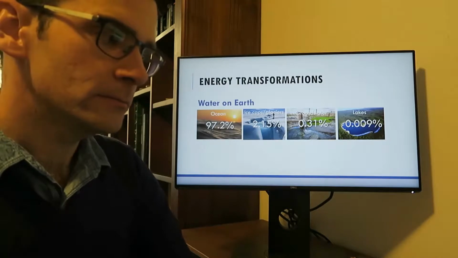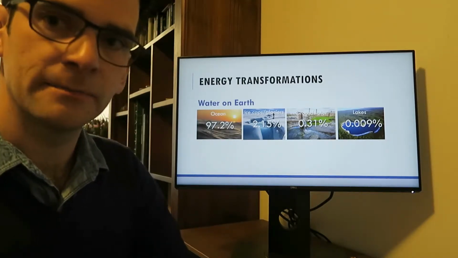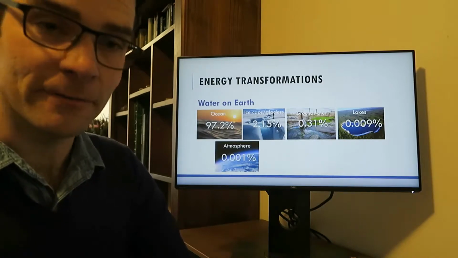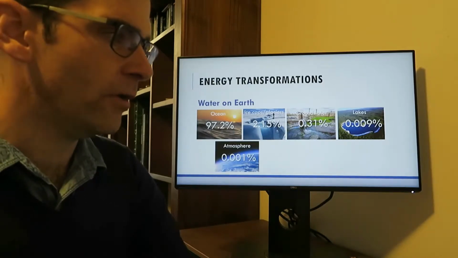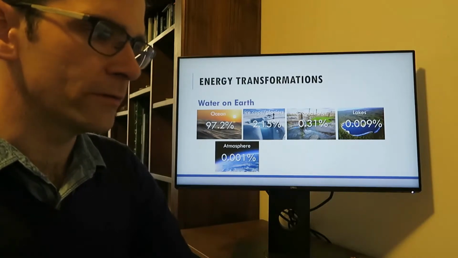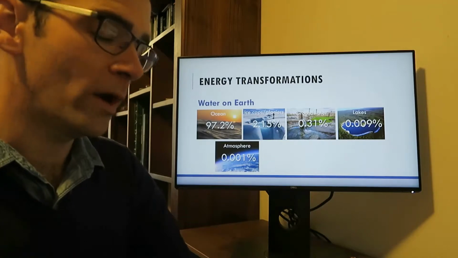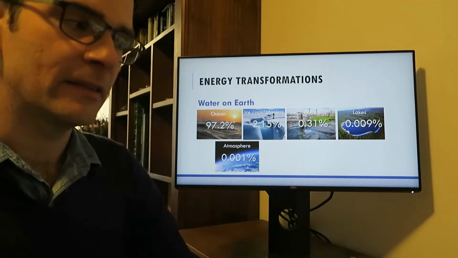Now, we haven't mentioned a couple of things. I wonder what you were thinking was going to come next. If you're thinking atmosphere, then you thought right. Interestingly, even though we look at all the clouds and all the water vapor going out into the atmosphere, it only represents 0.001% of all the water on our planet.